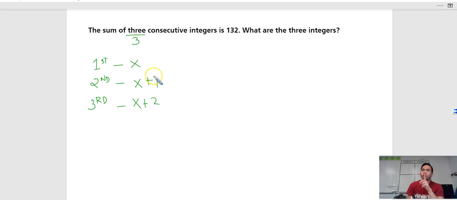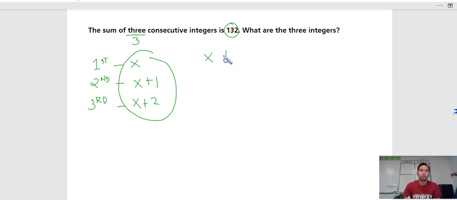Because if you are counting 1, 2, 3, 2 is greater than 1 by 1, and 3 is 2 greater than the first one. So that is x, then x plus 1, then x plus 2. And they say the sum of the consecutive integers is 132. So if I add all of this, it will be 132. So x plus x plus 1 plus x plus 2 is equivalent to 132.